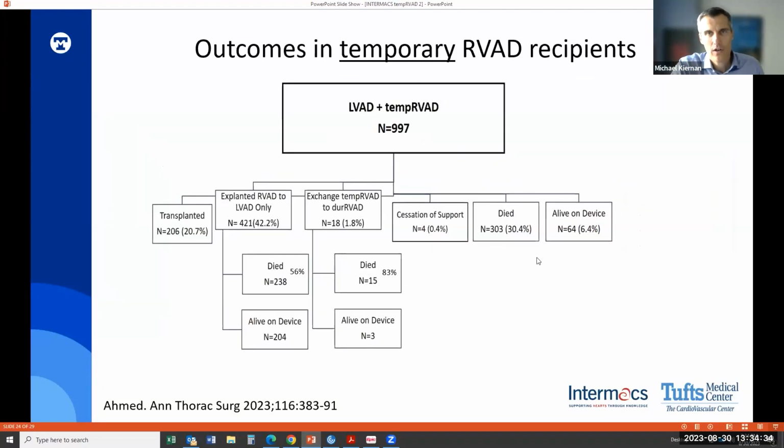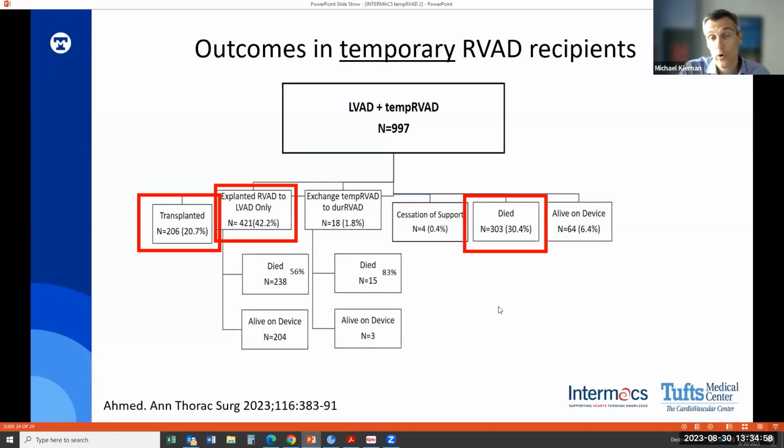So what about outcomes? So durable is durable. Those devices are put in and they stay in until someone dies or gets a transplant. But in temporary RVAD recipients, there's different options. So a patient can die, and that occurred in 30% of patients. They can be bridged to transplant in that setting, and 21% essentially of patients went on to get transplanted. Or they can have recovery, or quote unquote recovery, where the RVAD is explanted because patients may be doing better.